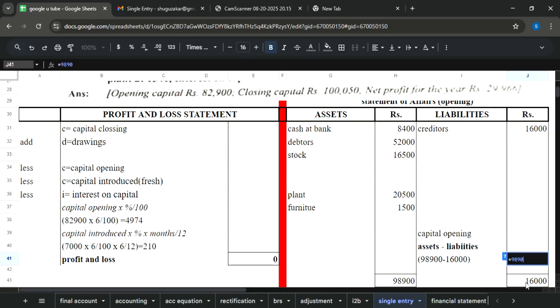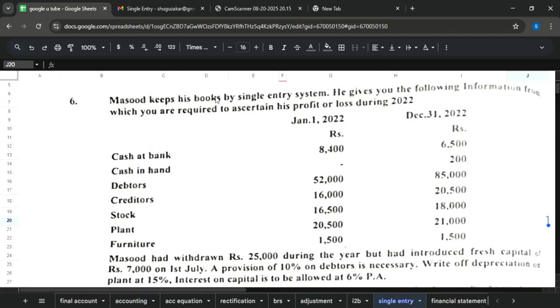What I have said, 98,900 was the total of the asset side, 16,000 the total of the liability side. This way your capital would be calculated, amount of which is 82,900. And look at here, the answer of opening capital, 82,900, is present over here. So guys, in this way your opening statement is completed. Here please note, whenever you make a closing statement and adjustments are present, you will solve adjustments first, then you will come to the asset side.